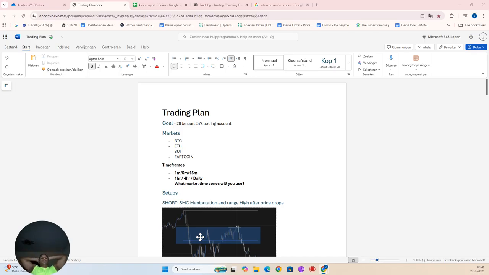So I'm going to delete this box right here so you can see better. But think of it like this, like a lot of people sold on the break of this low, a lot of people sold on the break of this low right here.